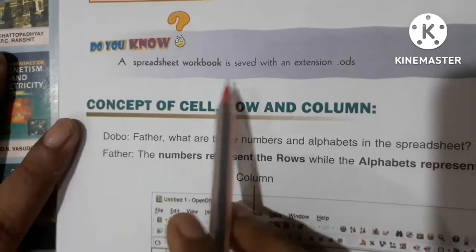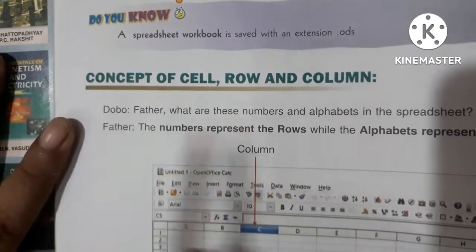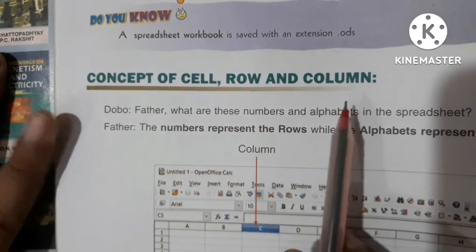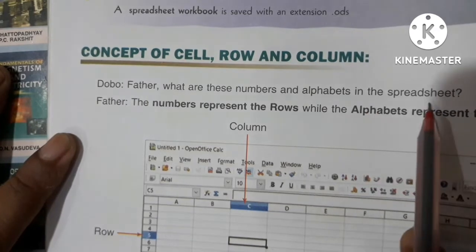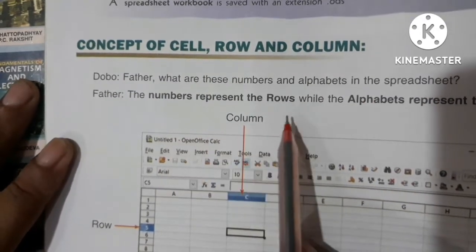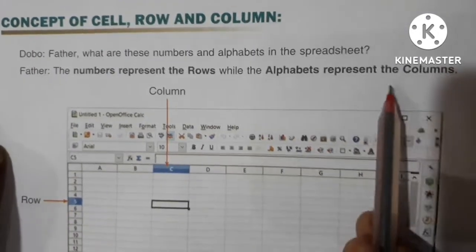A spreadsheet workbook is saved with an extension ODS. Concept of cell, row and column. Father, what are these numbers and alphabets in the spreadsheet? The numbers represent the rows while the alphabets represent the columns.